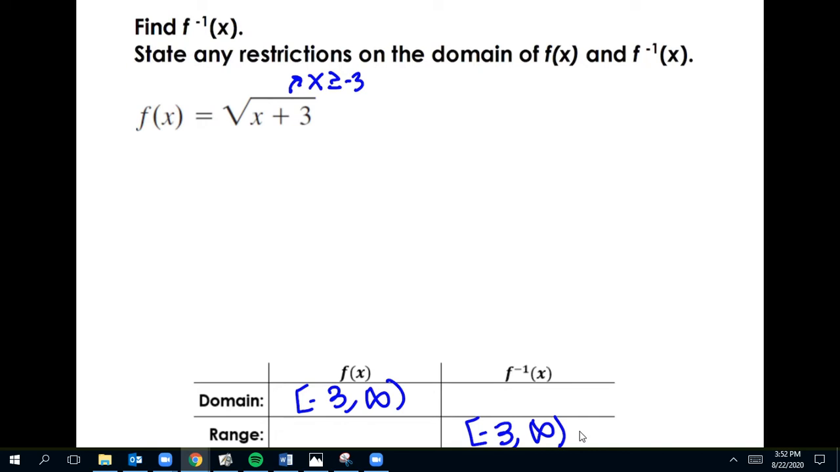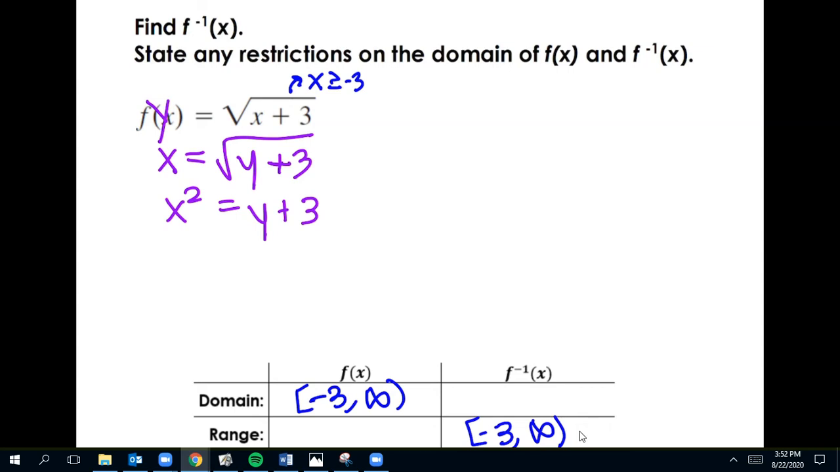And so I'm going to go ahead and put that for the range of the inverse. And then let's go ahead and find the inverse itself. So let's say I'm going to replace that with y. x equals square root y plus 3. Now I'm going to square both sides. Solve for y, so I will subtract 3. And my inverse function is going to be x squared minus 3.